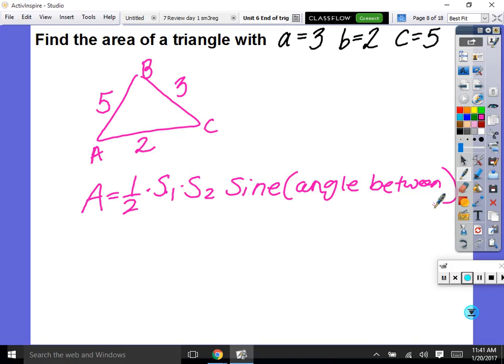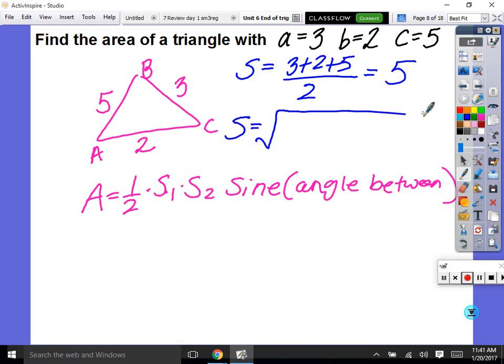How many of you liked Heron's formula? I do. Cool, let's go for that then. So given 3 sides, we can use Heron's formula. The first thing is to find S. So that would be A plus B plus C divided by 2. That's the formula for S. So 3 plus 2 plus 5 divided by 2. Okay? Then Heron's formula is this. The square root of that 5 times 5 minus 3, times 5 minus 2, times 5 minus 5.